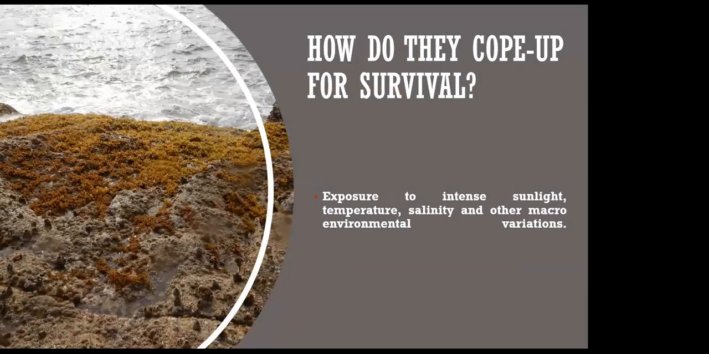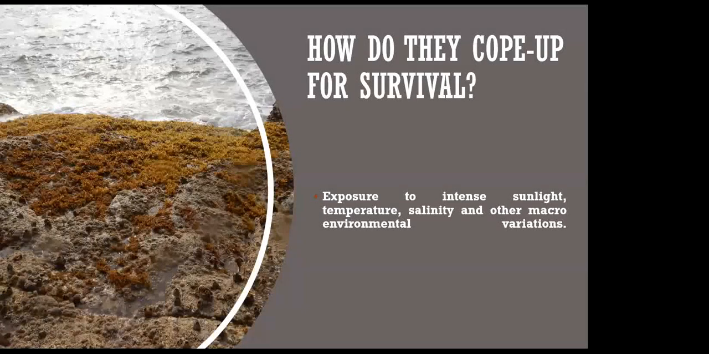So what are these conditions and how do they cope with this kind of environment? As I said, the intertidal area is simply the area between the high tide and low tide region, and we explore this area during the low tide. Low tide means the water completely recedes. It's very difficult for these small tiny creatures to deal with intense sunlight, temperature, salinity, or even changes in their micro-environmental variation. So how do they cope? We have some interesting examples to see.